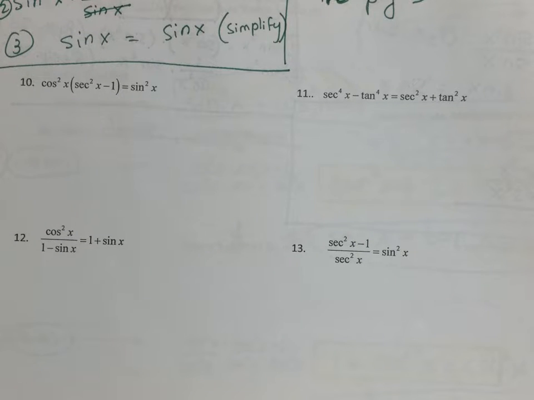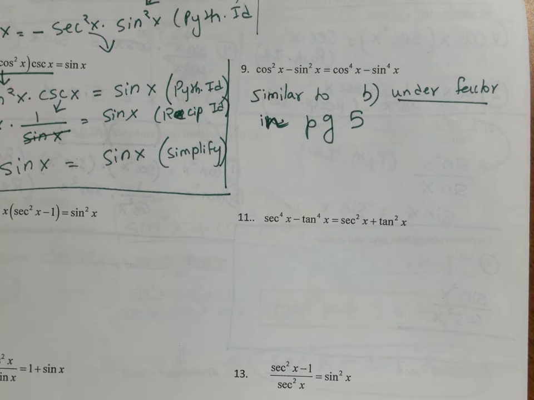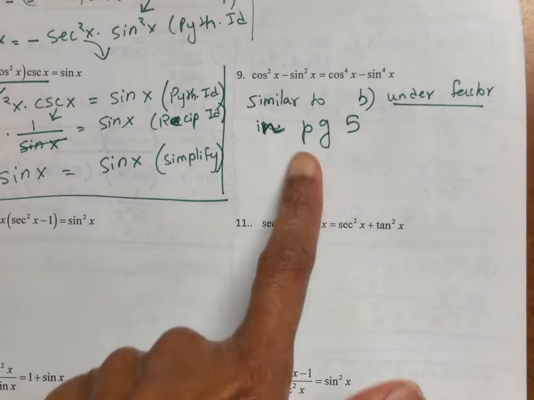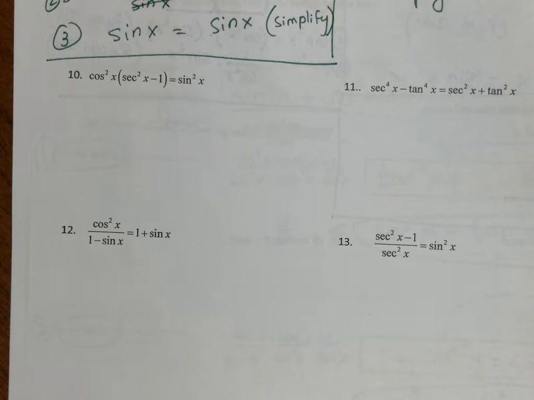Okay, so we'll start with problem number 10. The reason I'm not doing problem number 9 is, if you flip back to the previous page and look at B under factor, you will see something very, very similar. And then we have 11 also, which is kind of similar concept. So I'm just going to skip 9 and we'll start with 10.